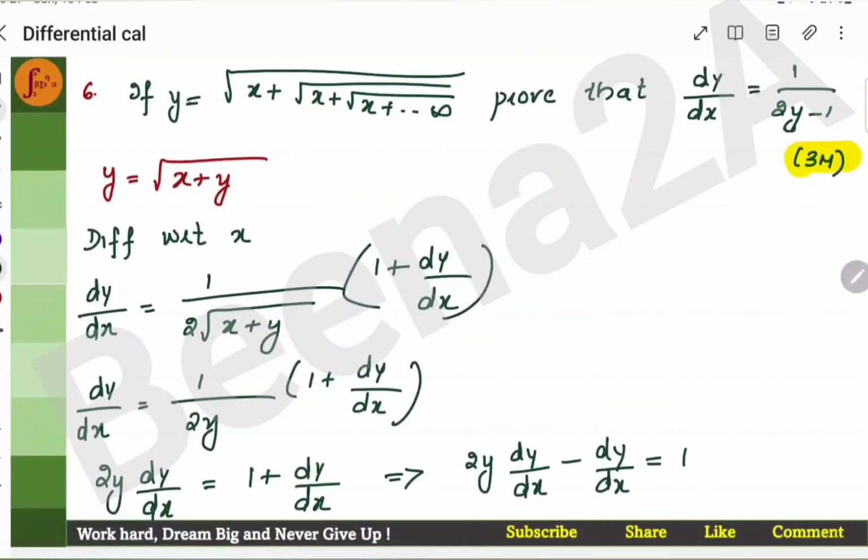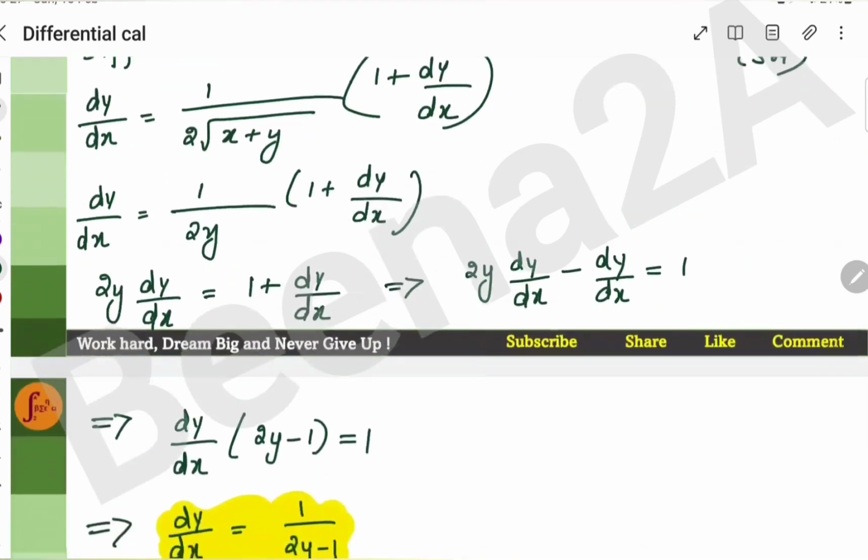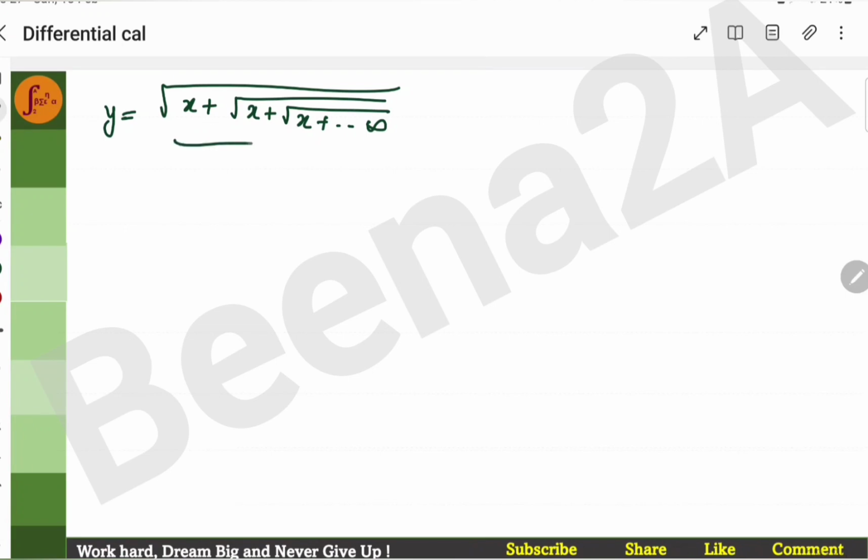Now we look at this problem. Again, this is an infinite series problem, right? This is a 3 marker. We'll just go through this. So for infinite series, let us try to solve this. We assume that this particular expression is equal to y. Now what we will do, we'll take the first term out. First term is root x.